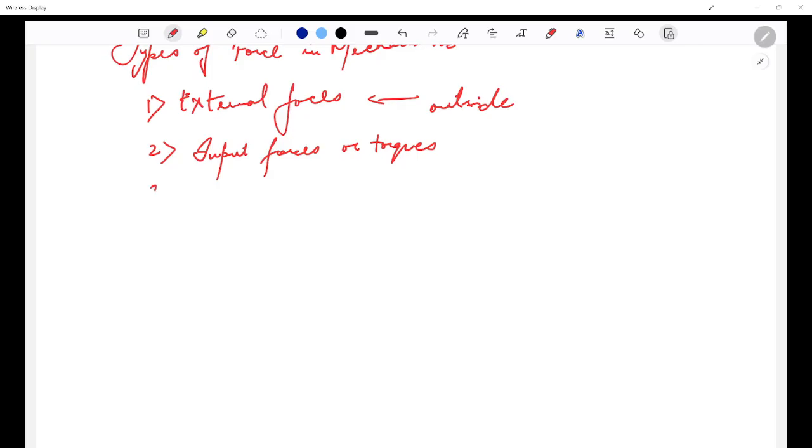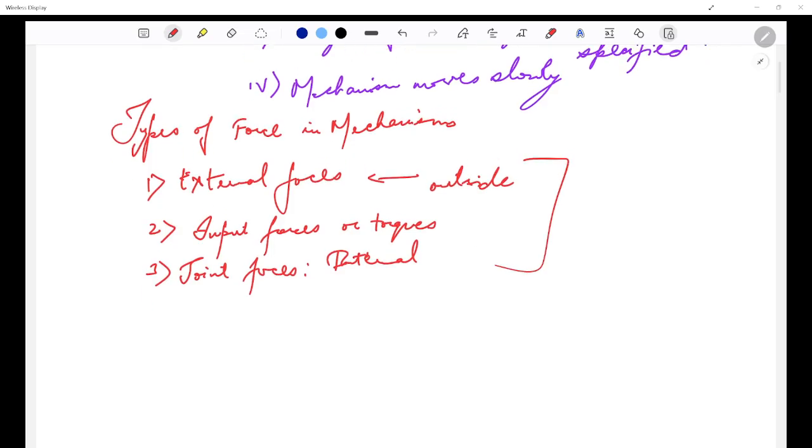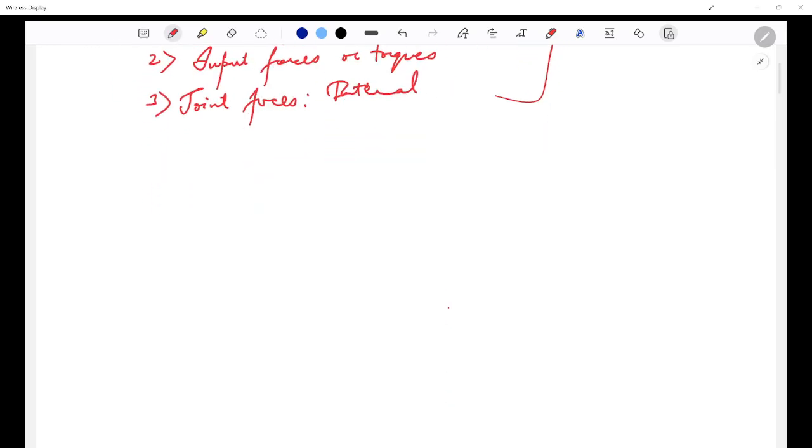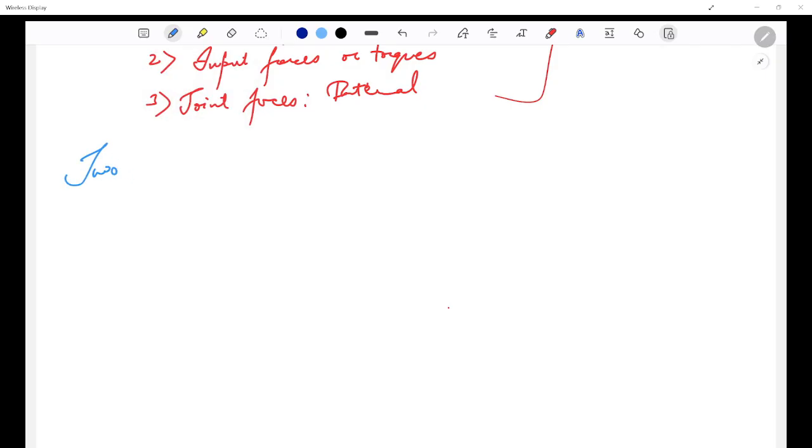Then the other force is joint forces. These are internal forces, transmitted through joints. Examples are pin joint reactions or sliding joint reactions. Okay. So these are basically the types of forces in mechanisms. Then there is another concept, two force members. This is one of the most important concepts in force analysis.